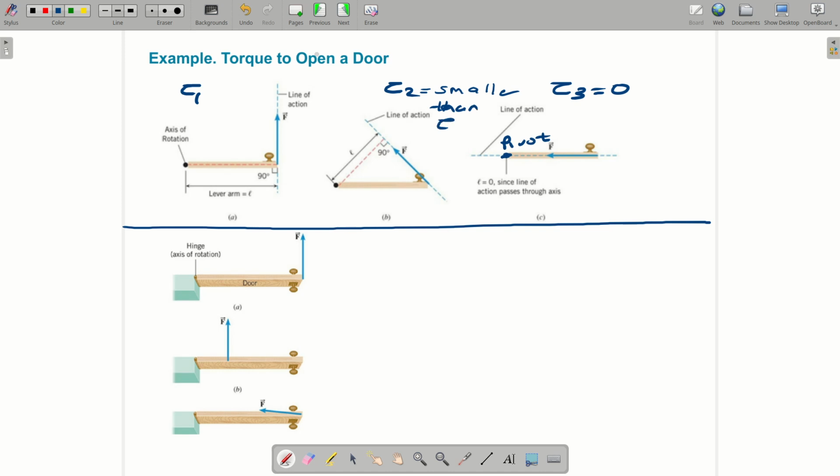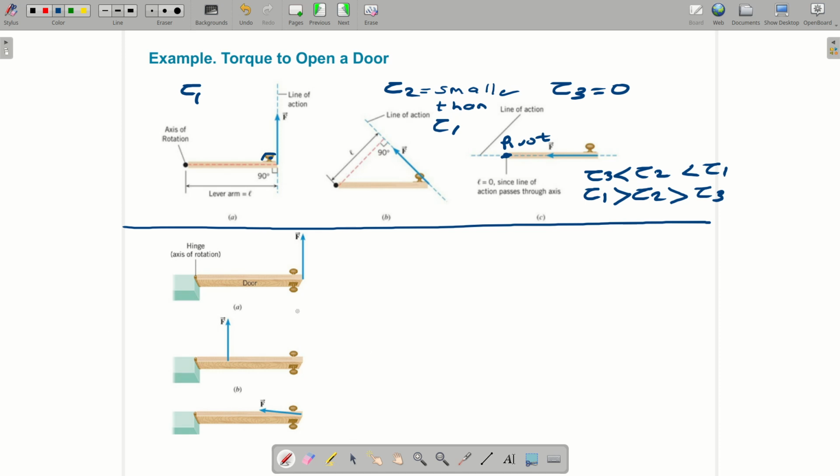smaller than tau 1. Okay, I'm gonna rewrite that. Smaller than tau 1. And tau 1 would be larger. I'm applying the same force, 90 degree. That's the best case scenario. So as I write down my comparison, it should be tau 1 is larger than tau 2 is larger than tau 3, which is 0. Or it could be tau 3 smaller than tau 2 smaller than tau 1.